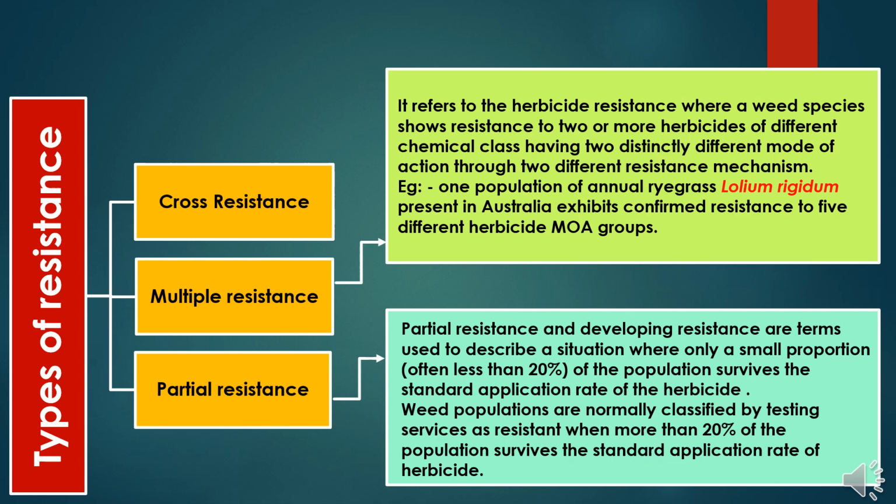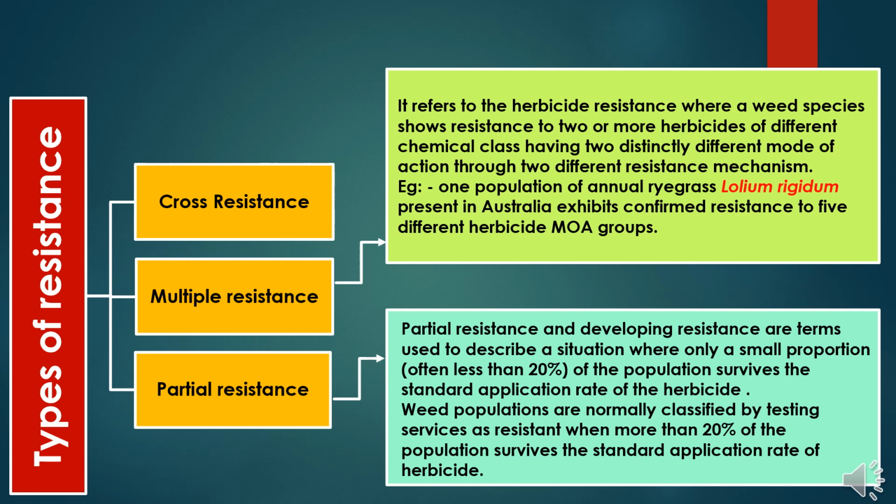Multiple resistance refers to herbicide resistance where a weed species shows resistance to two or more herbicides of different chemical classes having two distinctly different modes of action through two different resistance mechanisms. For example, one population of annual ryegrass present in Australia exhibits confirmed resistance to 5 different herbicide mode of action groups.